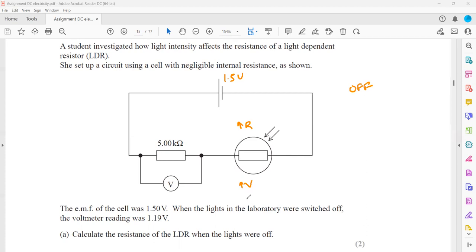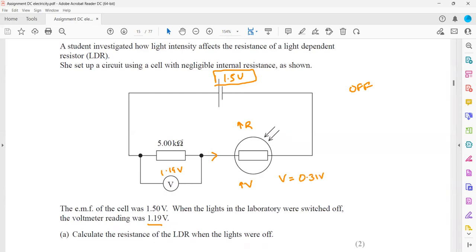When the light in the lab was switched off, the voltmeter read 1.19 volts. Calculate the resistance of the LDR when the lights were off. Now, they are in series, like a potential divider circuit, so the total voltage will divide between them. If the EMF is 1.5 and out of 1.5, 1.19 volts is across the fixed resistor, then the remaining voltage will be across the LDR, which is 0.31 volts.